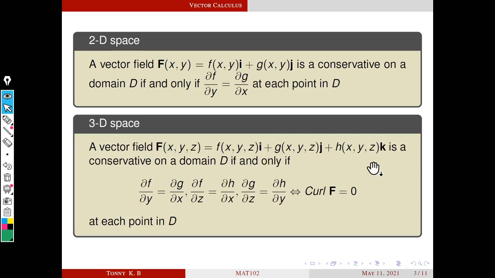If F is a 3D vector field, then it is conservative in some domain if and only if it satisfies these three conditions: ∂f/∂y = ∂g/∂x, ∂f/∂z = ∂h/∂x, and ∂g/∂z = ∂h/∂y. This is equivalent to curl of F equal to 0. If you compute the curl of F, all the terms are 0. So to verify a three-dimensional vector field is conservative, either verify these three conditions, or take the curl of F. If curl of F equals 0, it is conservative, or irrotational.